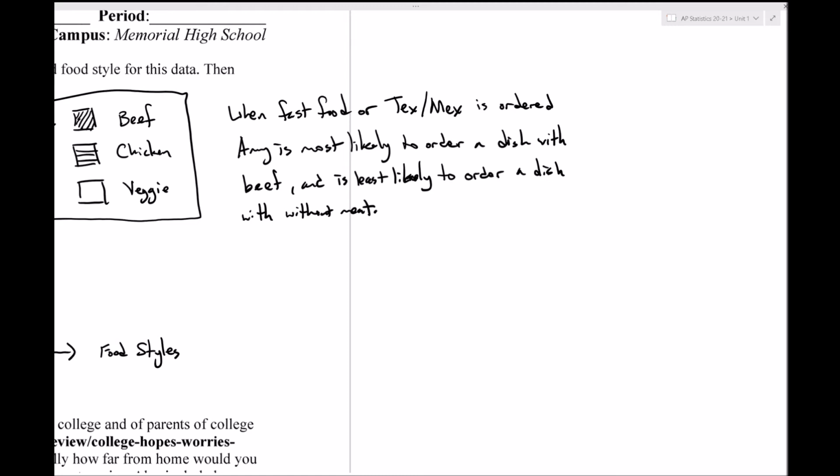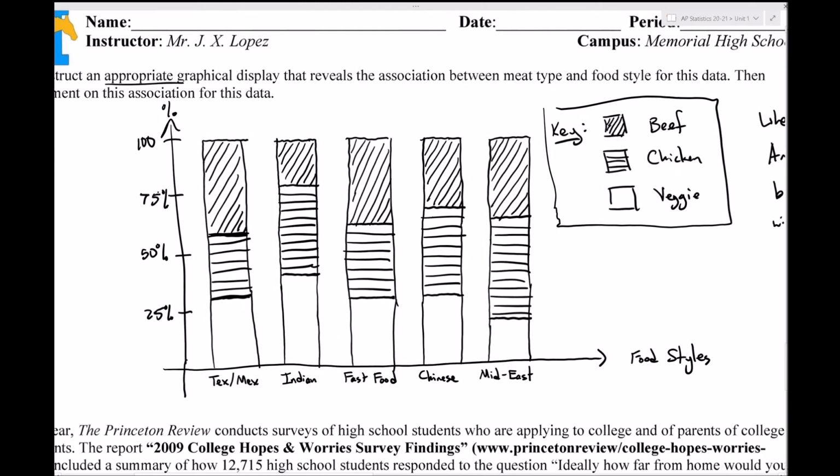I left out chicken because there's only 3. In a situation where there's 3 values, you want to state which one's the highest and which one's the lowest, and then you imply that the other one is in the middle. So you only have to state which one's the highest and which one's the lowest in a situation where there's only 3 values. So that covers Tex-Mex and fast food. That doesn't cover Indian, Chinese, and Middle Eastern. So we start looking at the trends and where they might be similar. So for Indian food, it kind of looks like vegetarian is the most common option. I gotta go check the numbers just to make sure.